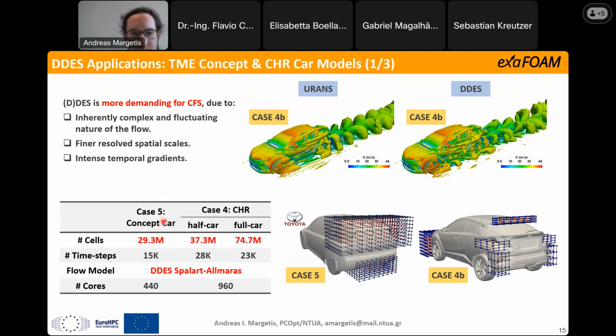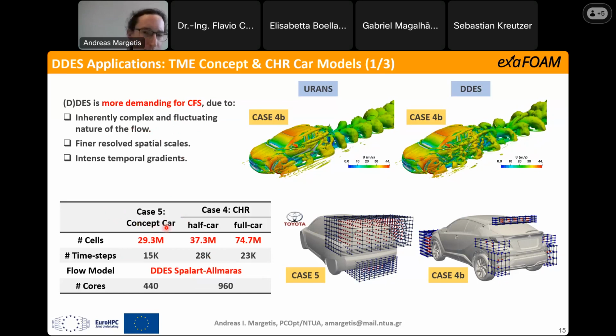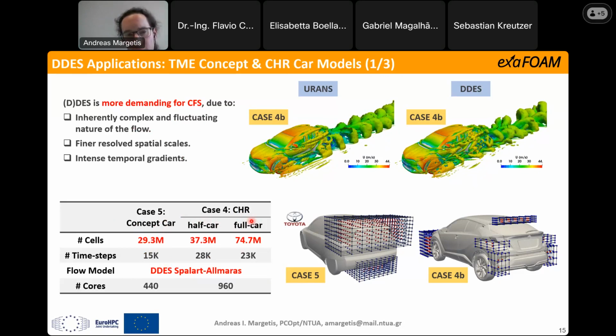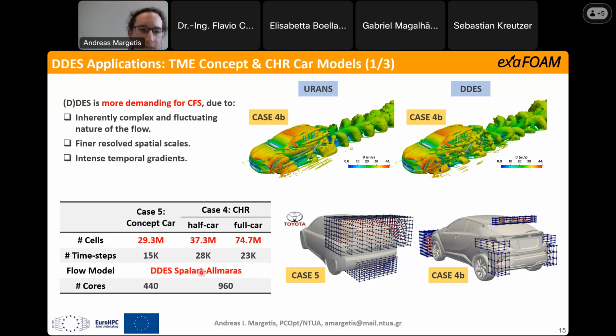The first case is a concept car provided to us by Toyota in the context of a previous collaboration, which consists of 29 million cells and is run for 15,000 time steps. The next two cases are the CHR model, either in the half or full car configuration that you already saw in the URANS applications. In all cases, we are using the DDES version of the Spalart-Allmaras turbulence model.